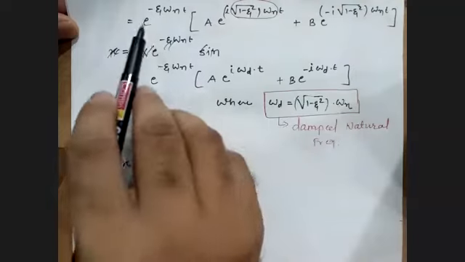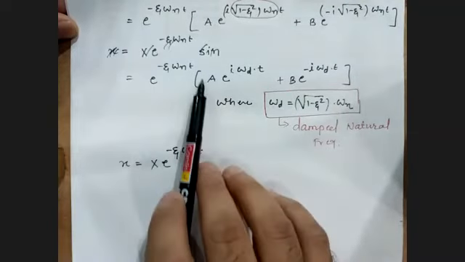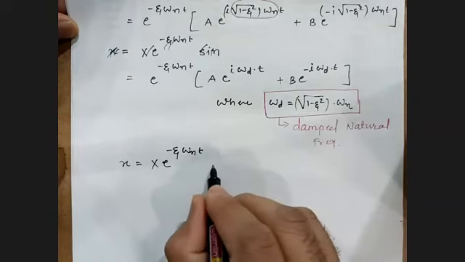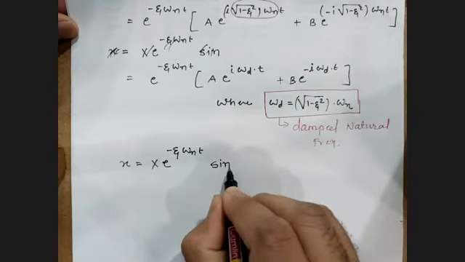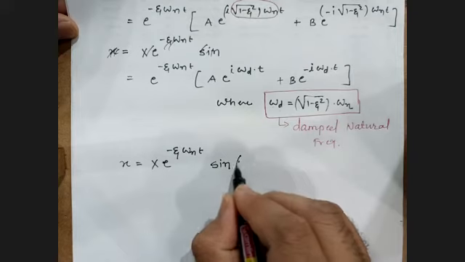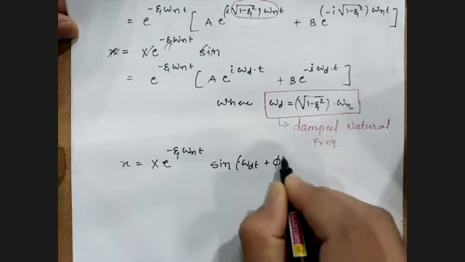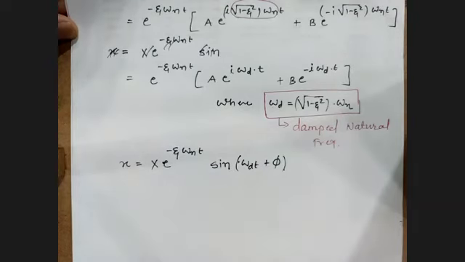This term is kept as it is. Now we only deal with this. So this can be written as sine omega dt plus phi. Okay, again it's a mathematical term, right?